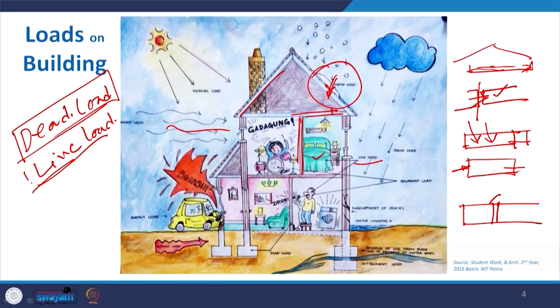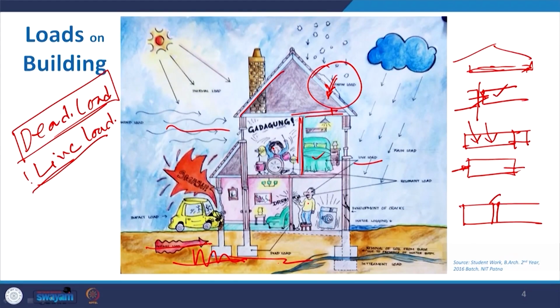Apart from that, due to an earthquake, there will be some waves, there will be some motion underground, and for that the building gets affected with this oscillation. That is due to the seismic activity or the earthquake. That is also referred to as earthquake load.